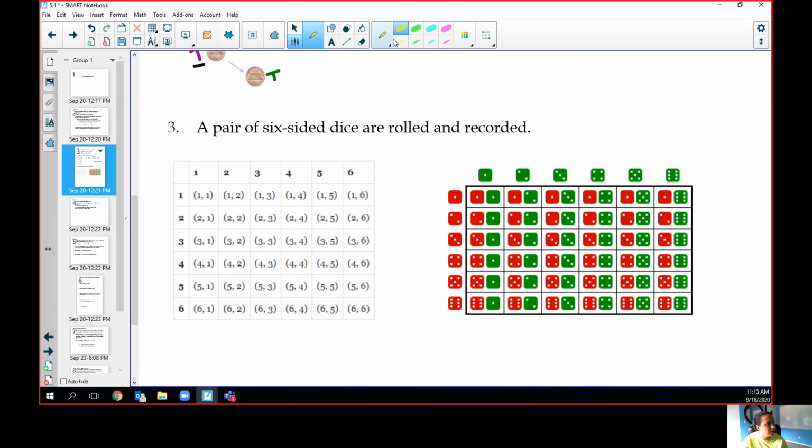Just to make sure you understand what's going on, this one right here would be the event if I first rolled a 4 and then I rolled a 3. So these are all the possible events for rolling my dice.